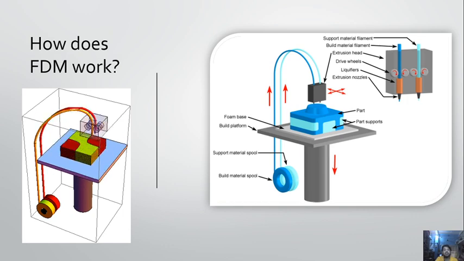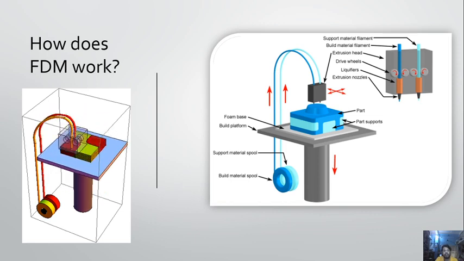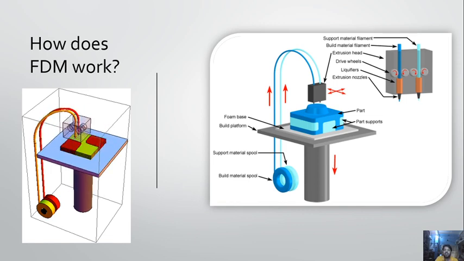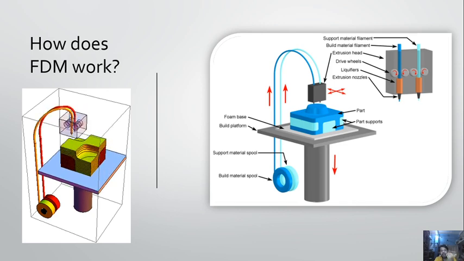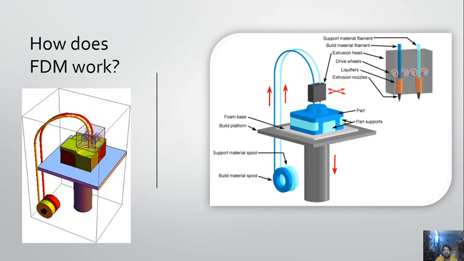Sometimes the cooling of the material is accelerated through the use of cooling fans attached to the extrusion head. To fill an area, multiple passes are required. When a layer is finished, the build platform moves down and a new layer is deposited. This process is repeated until the part is complete.